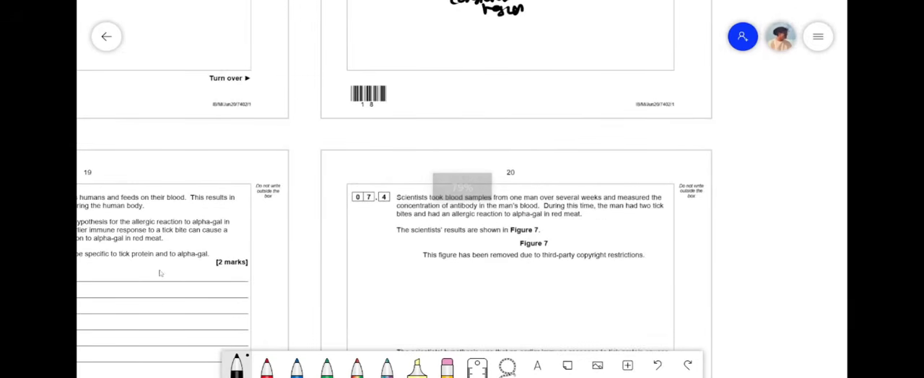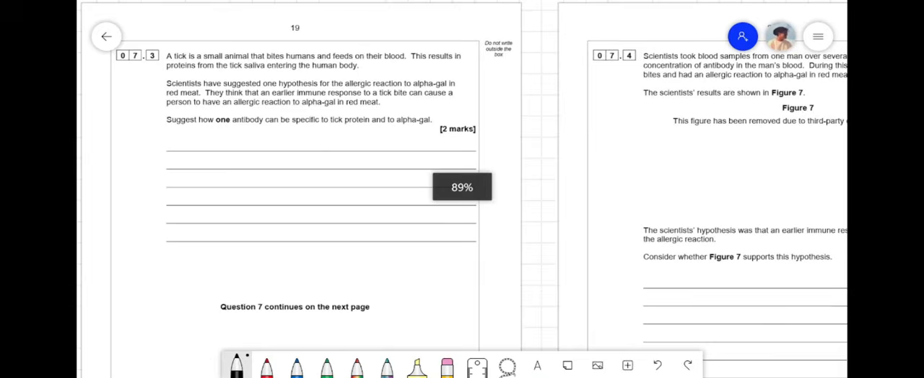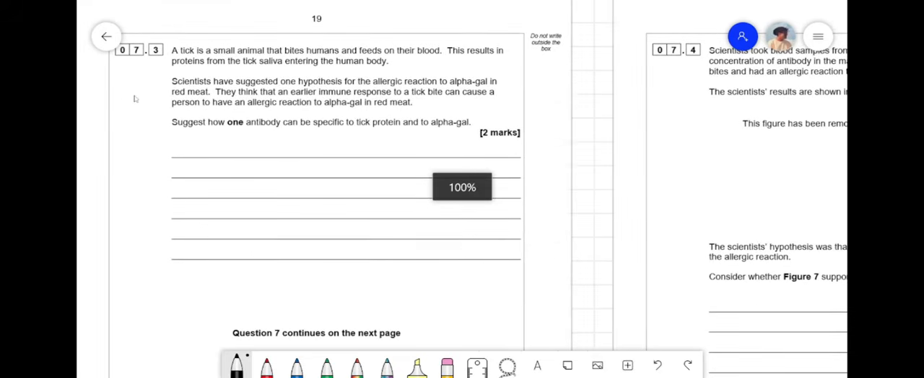So, a tick is a small animal that bites humans and feeds on their blood. This results in proteins from the tick's saliva entering the human body. Scientists have suggested one hypothesis for the allergic reaction to alpha-gal in red meat. They think that an earlier immune response to a tick bite can cause a person to have an allergic reaction to alpha-gal in red meat. Suggest how one antibody can be specific to both of those.